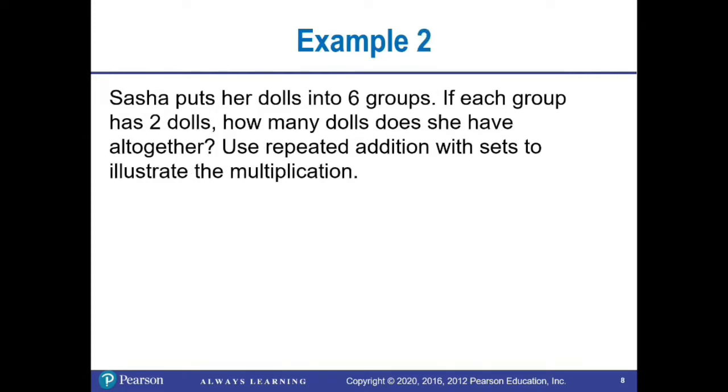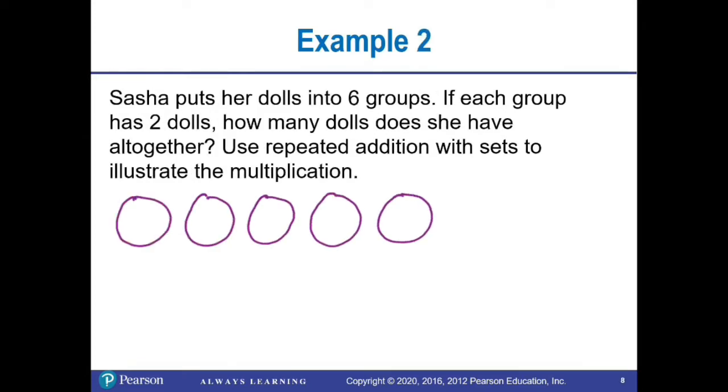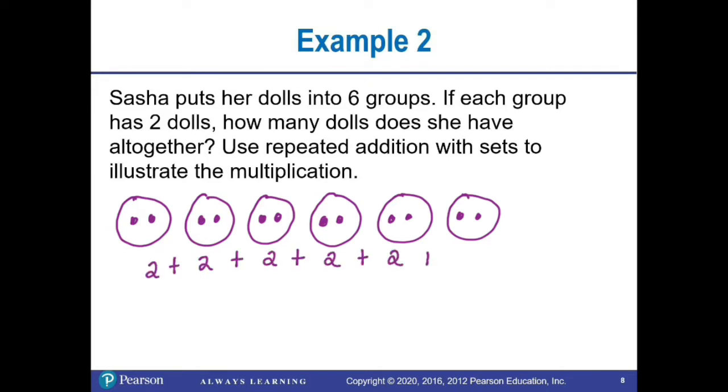Sasha puts her dolls into 6 groups, so draw 6 circles to represent the 6 groups. Each group has 2 dolls, so we'll put 2 dots in each circle. How many dolls does she have altogether? And notice that I'm using repeated addition with sets. So here we have 2 plus 2 plus 2 plus 2 plus 2 plus 2, or 12.